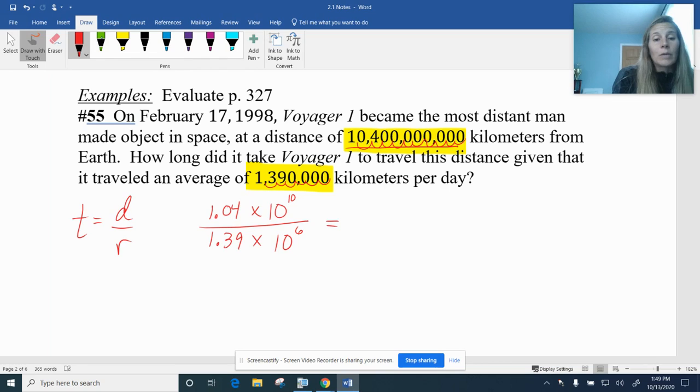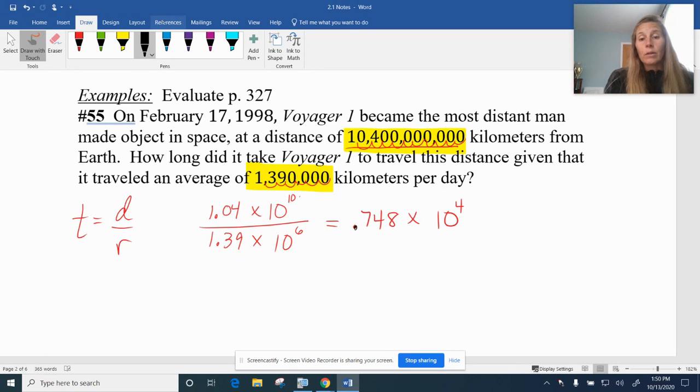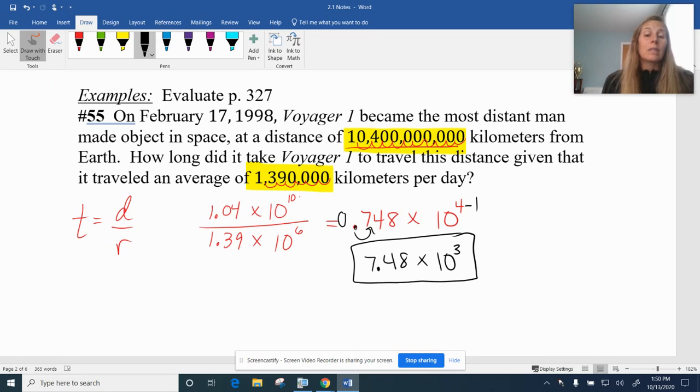So like I showed you up at the top, we're going to divide the 1.04 by the 1.39, we get 0.748. And then when we divide these exponents, 10 minus 6 gives us 4. Now this is not in proper scientific notation because there's no number in front of the decimal except for basically a 0. So we have to move that decimal over 1, making this number bigger. So this exponent over here is going to get smaller. So it would take them 7.48 times 10 to the 3 days.